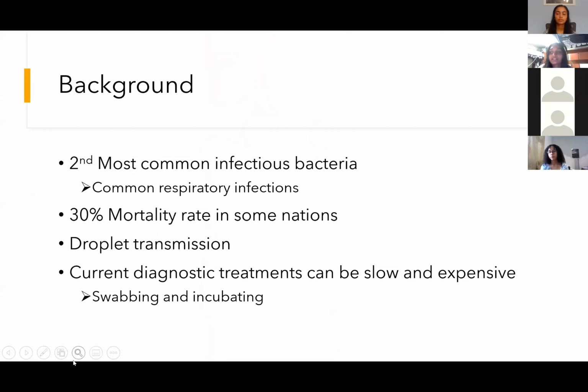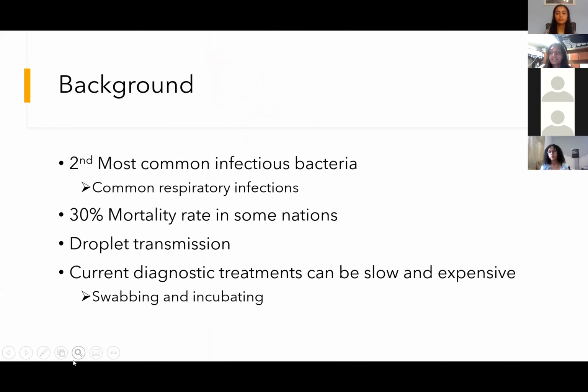Pathogenic strains of S. aureus can be potentially very deadly, as hospitalized mortality rates reach up to almost 30% in many developing nations. A case of pathogenic S. aureus can result in many respiratory infections, as the bacteria spreads primarily through respiratory droplet transmission.